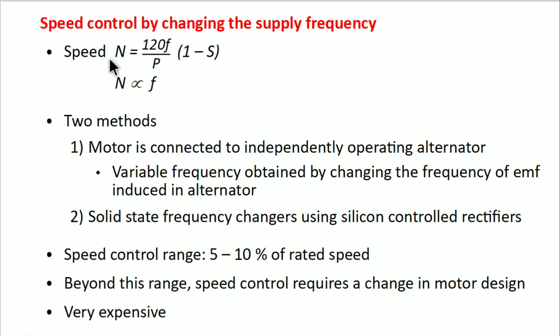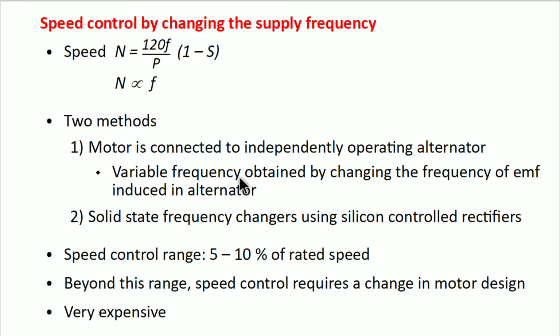Next is speed control by changing supply frequency. So from this expression it's very clear that speed is directly proportional to frequency. More is the frequency, more will be the speed, and lesser is the frequency, lesser is the speed. But in the power system the supply frequency is generally constant, 50 Hz. So normally the motor runs at constant speed and we do not change the frequency. But we can obtain variable frequency by using two methods.